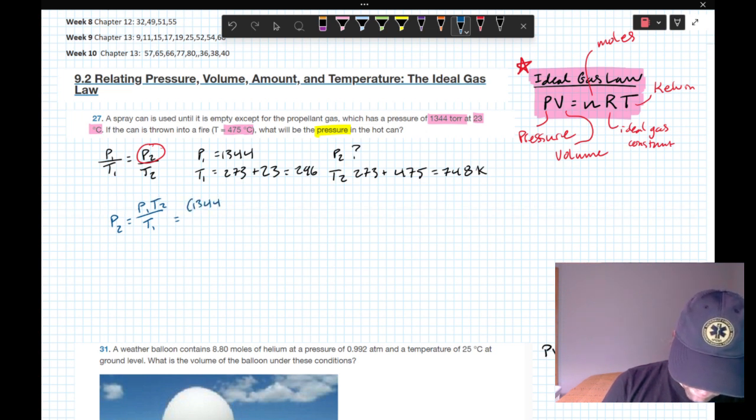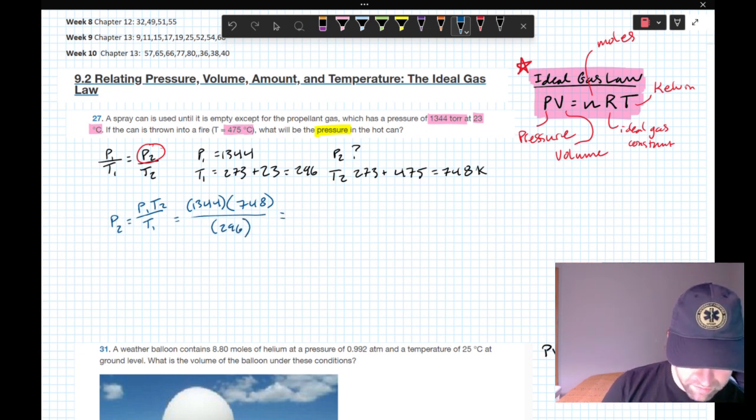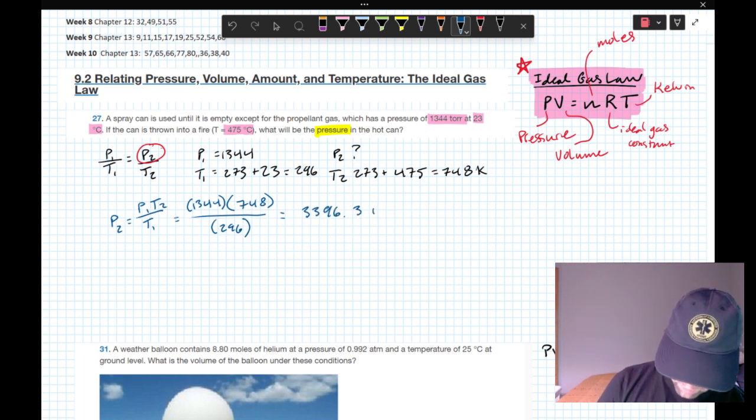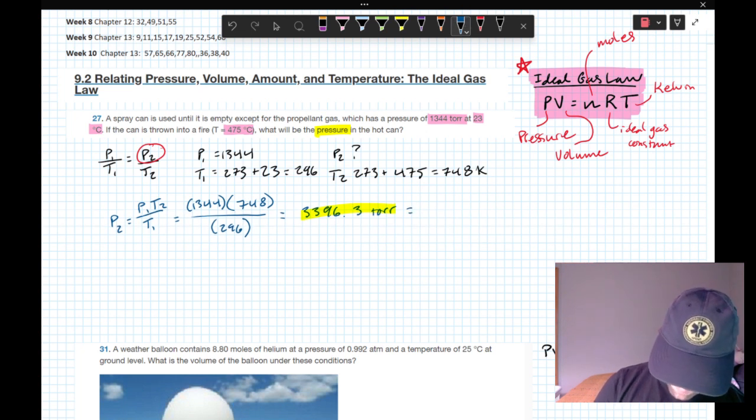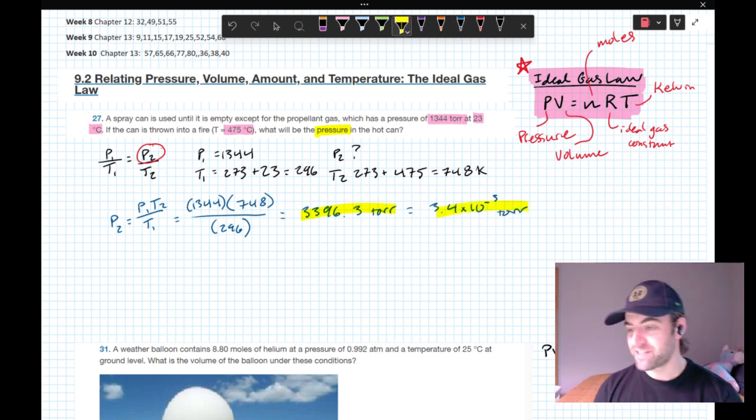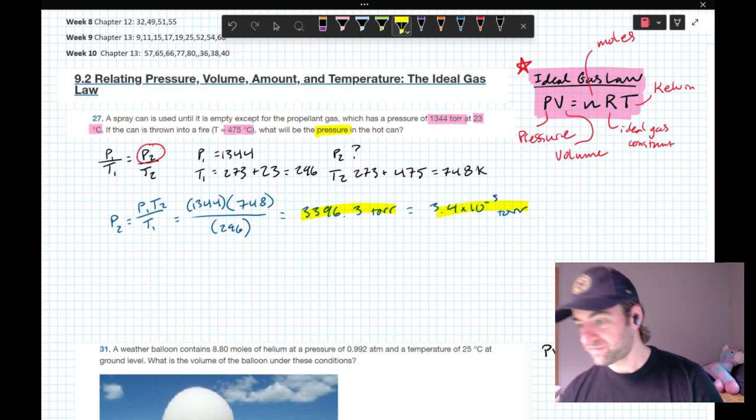Multiply that out, and we should get a value of 3,396.3. That would be torr. And again, in scientific notation, since we're chemists.